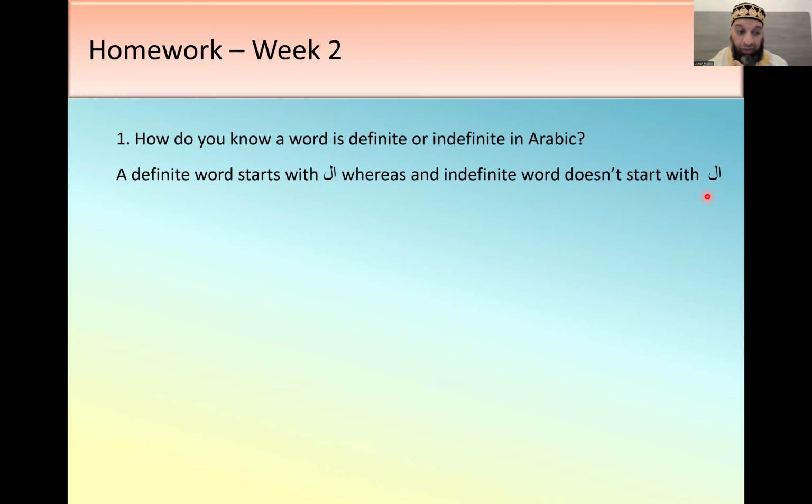So sayyaratun, as somebody is mentioning, would be indefinite. To make it definite, you would say as-sayyaratu. You stick an al at the start, and the double ending becomes single. Okay? So, next one.